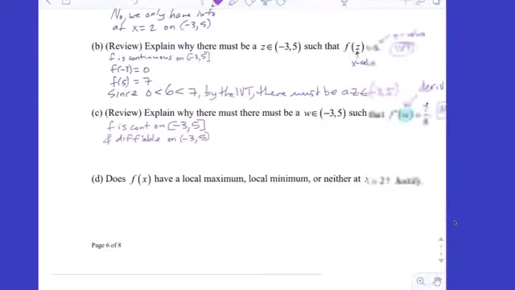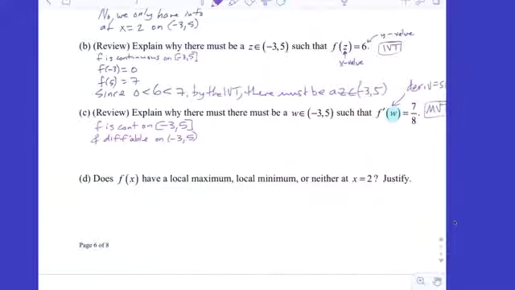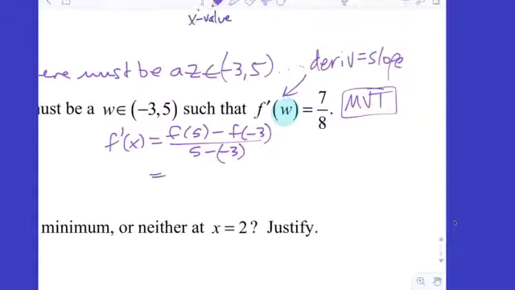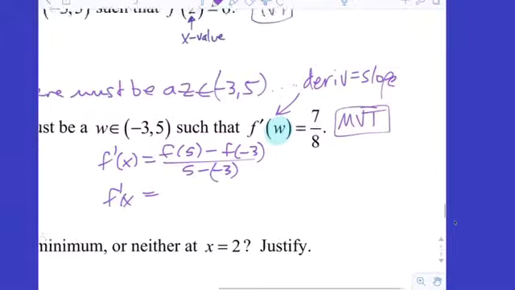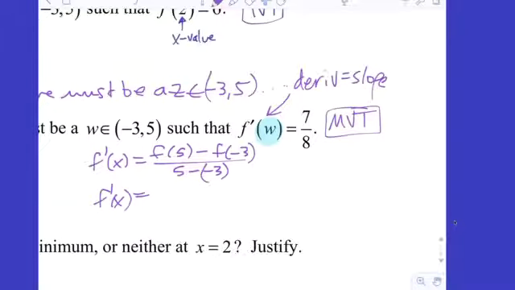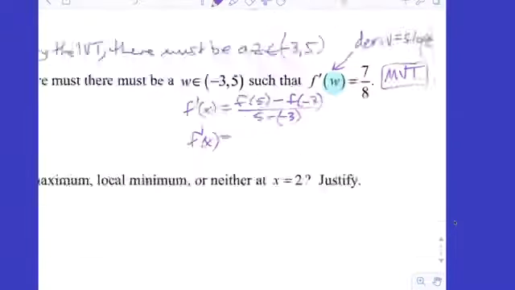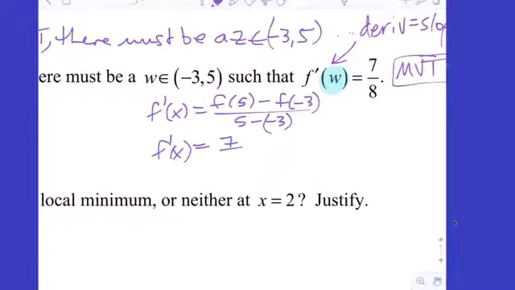You just state that, and now, according to the mean value theorem, remember f prime of x equals f of 5 minus f of negative 3 all over 5 minus negative 3. So f prime of x has to equal f of 5 minus f of negative 3. We just figured those out. That's going to be 7 minus 0, so that's 7 all over 8.